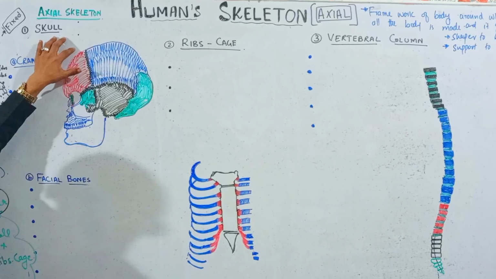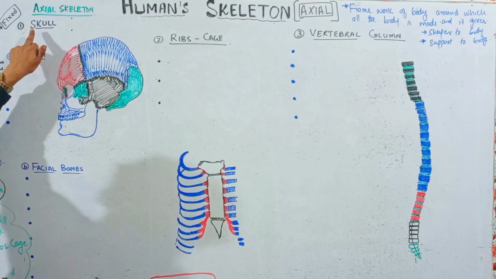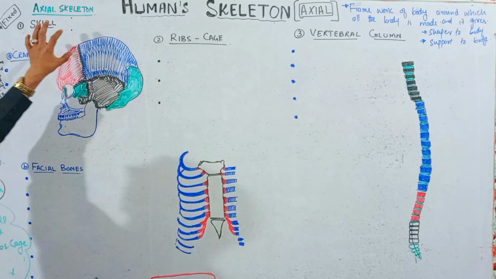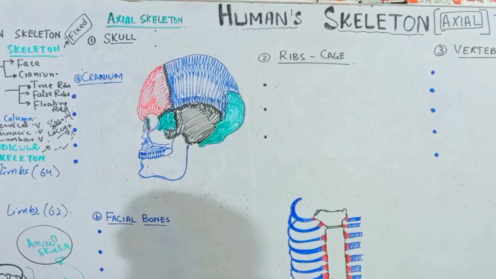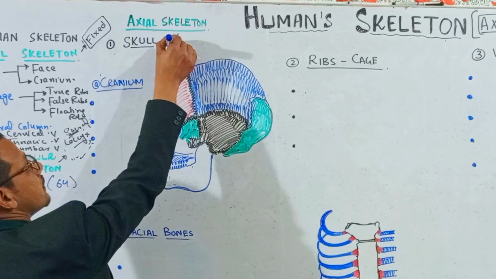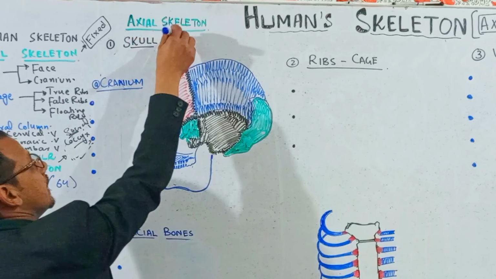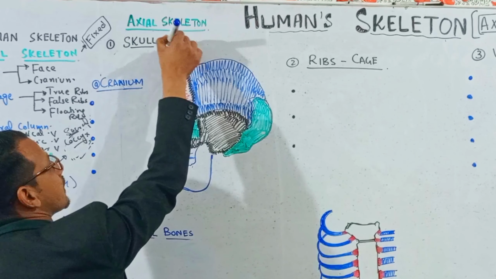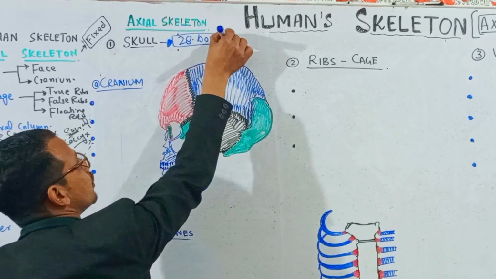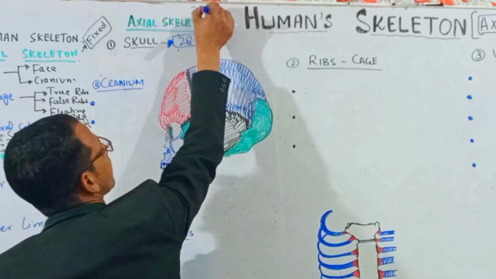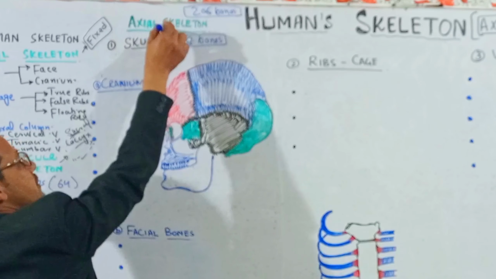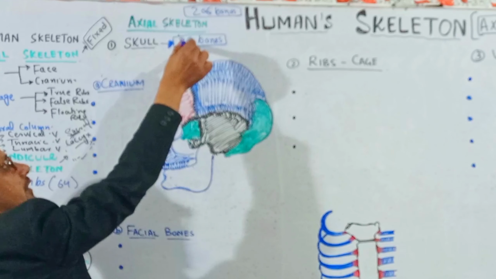The axial skeleton, as we know, is composed of three parts: the skull, the ribs cage, and the vertebral column. The first part is the skull. The skull is the upper, or cephalic, part of the axial skeleton, and it is composed of 28 bones. In the whole human skeleton, we have 206 bones. In the axial skeleton, the skull is composed of 28 bones.